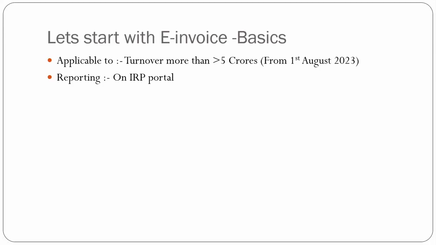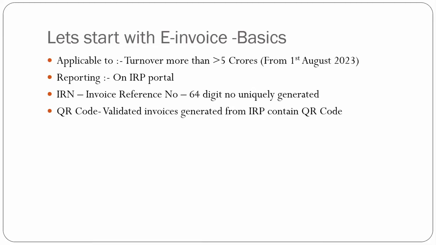E-invoice is nothing but reporting on the IRP portal. What is IRP portal? We will see very shortly. IRN number is a 64-digit unique number which gets generated when we are doing this e-invoice. So the entire purpose of this e-invoice is nothing but generating this IRN and the QR code. QR code is a short form of IRN because it is practically impossible to key in those 64 digits. So the government is providing the QR code so that you are able to scan it in a second and check whether the e-invoice is there or not.